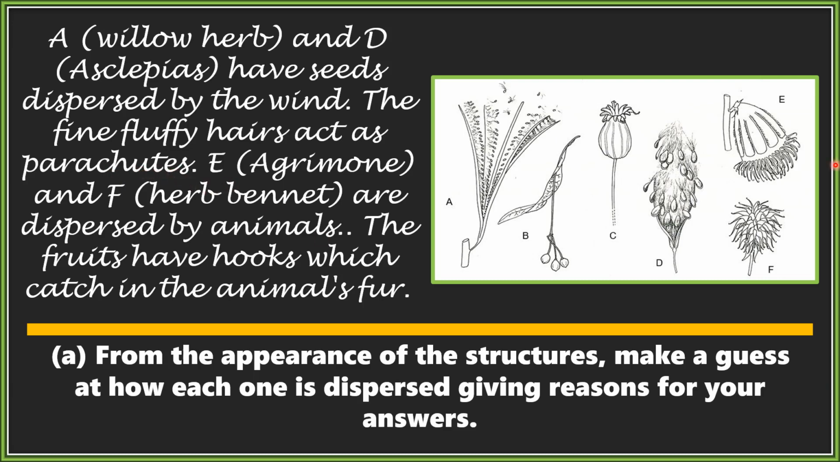Then we have E, agrimony, and F, herb bennet. These are dispersed by animals. The fruits have hooks which catch in the animal's fur. This is agrimony with hooks, and herb bennet. They have hooks that catch on the animal's fur.